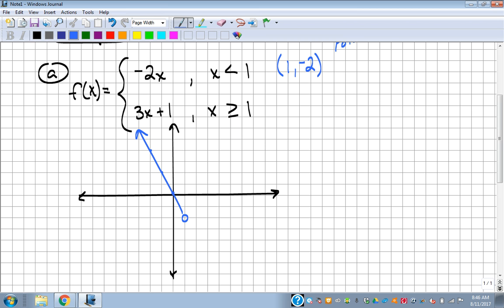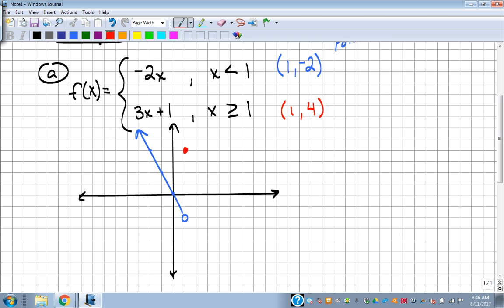All right. Now let's move to the next part. The next piece is 3x plus 1, but it happens when x's are greater than or equal to 1. Okay, so where would the important point be? At 1. Well, if I plug 1 into the equation 3x plus 1, what do I get? 1 times 3 is 3 plus 1 is 4. So I get this important point at 1, 4. 2, 3, 4. And then, is it included or not? Yes, because it's got an equal to mark. So that's a filled in dot.